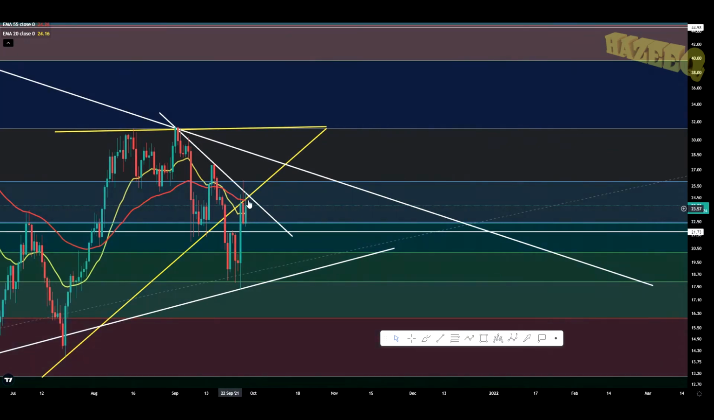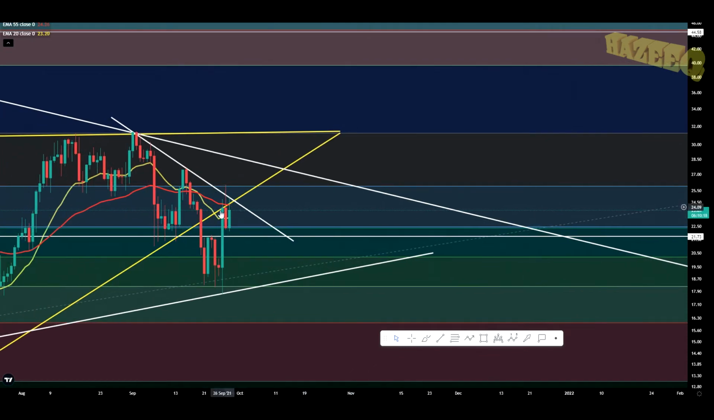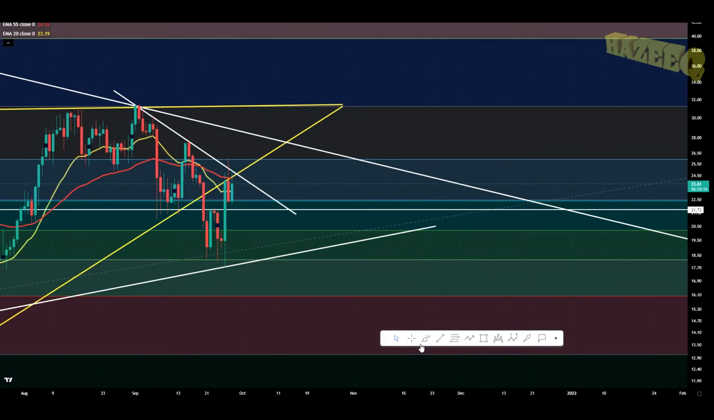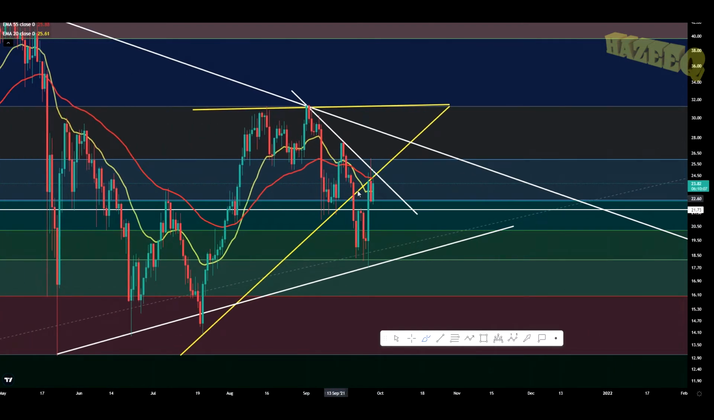So we're going to keep getting suppressed down by the 55 EMA. We're in between the EMAs at the minute, so we're consolidating, right? What you want to do is get above the 55 EMA and backtest it as support and get back into this symmetrical triangle, or this is an ascending triangle, right? That's what you want to do.